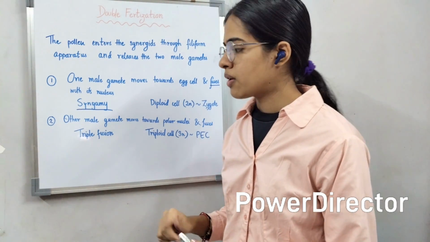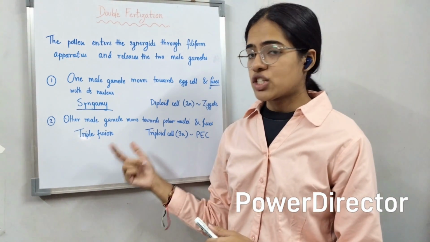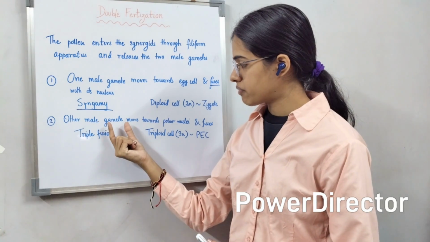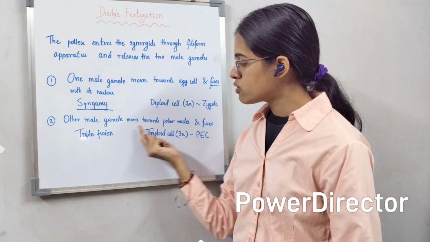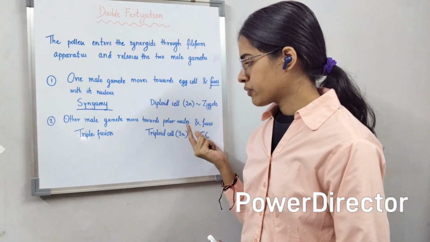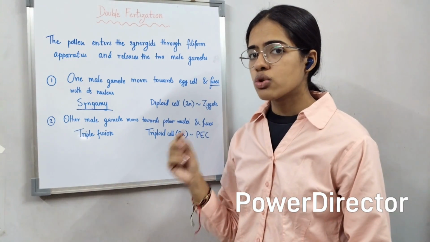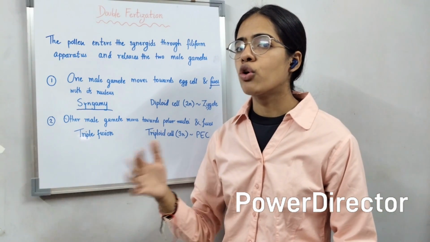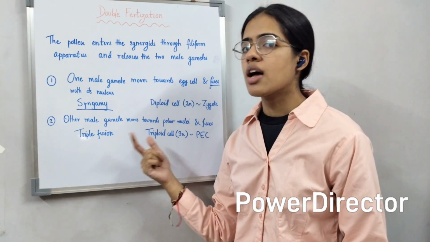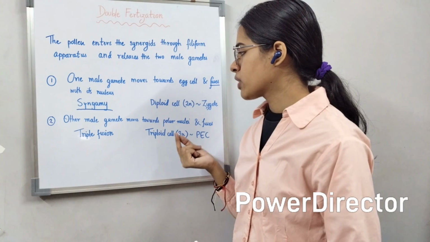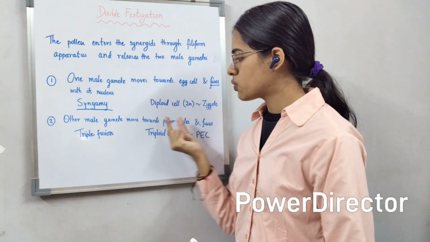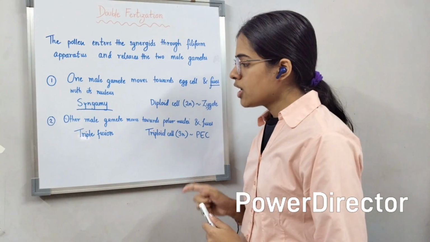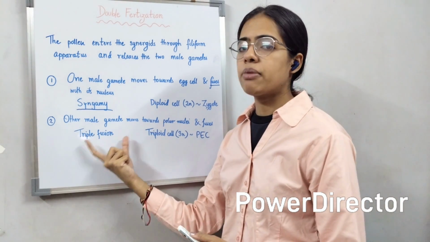This is one fusion. Another fusion which takes place is the other male gamete moves towards the polar nuclei, which is present in the egg apparatus. So there are two nuclei which are matured in the egg apparatus, and they are floating freely in the egg apparatus, which was explained in the previous video. So this male gamete moves towards the polar nuclei, and it fuses. This fusion is called a triple fusion.